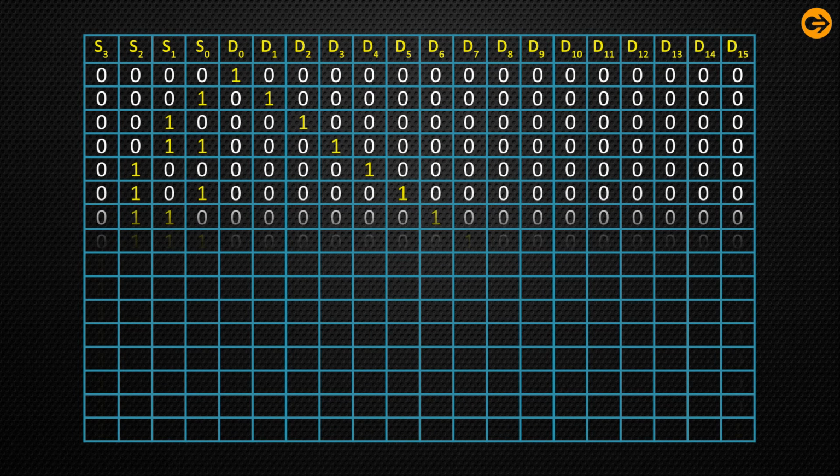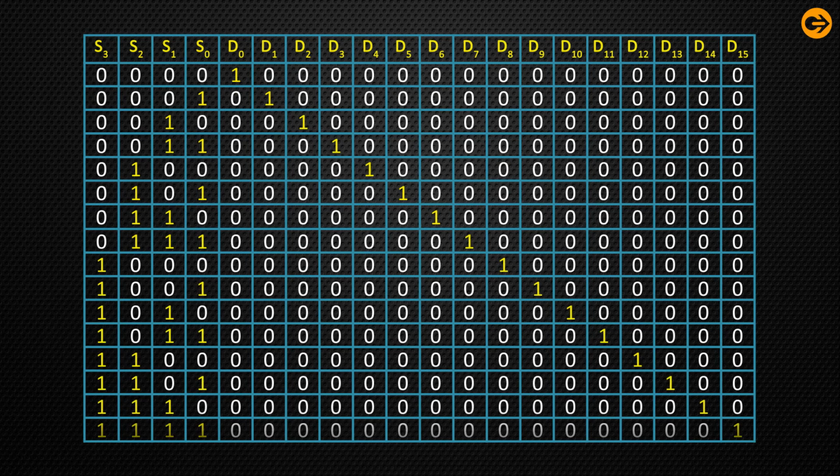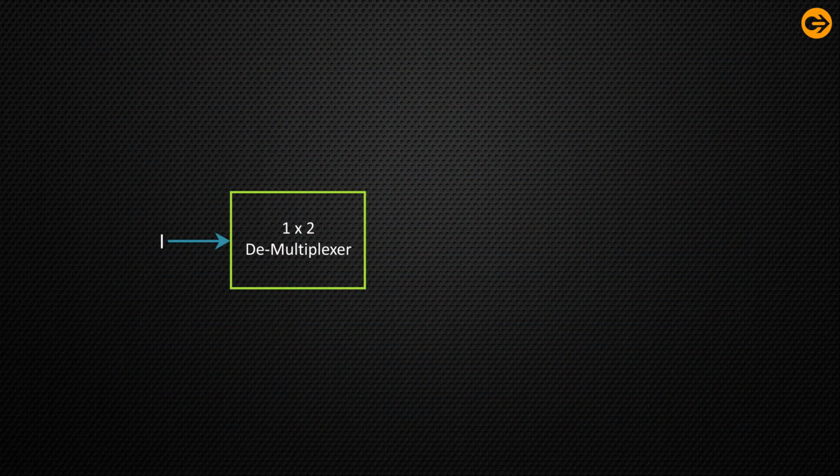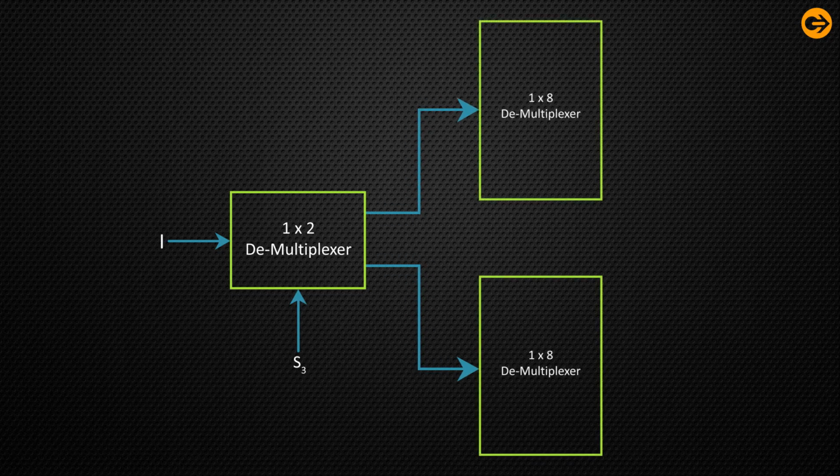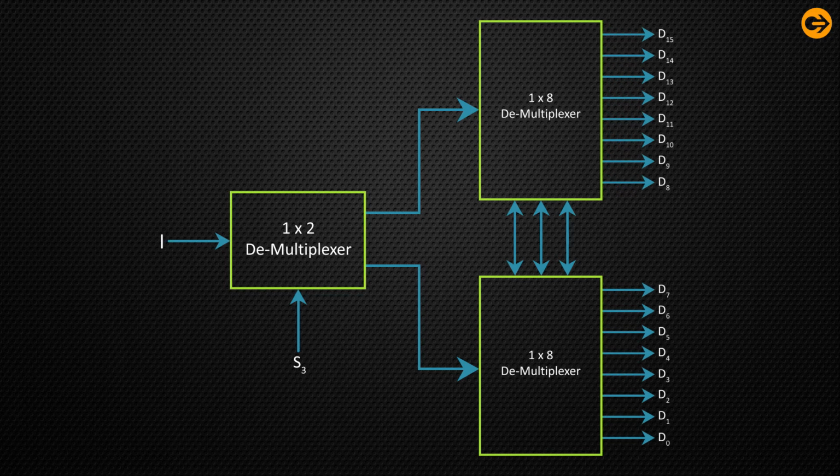We can implement a 1 to 16 demultiplexer by using lower order demultiplexers very easily by considering the truth table. At first, we take 1 to 2 demultiplexer which has one select line S3. Then it generates 2 outputs that are applied as input to both 1 to 8 demultiplexers individually to get 16 outputs. There are also 3 select lines S0, S1 and S2 that are connected to both 1 to 8 demultiplexers.